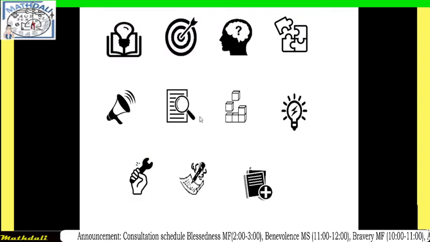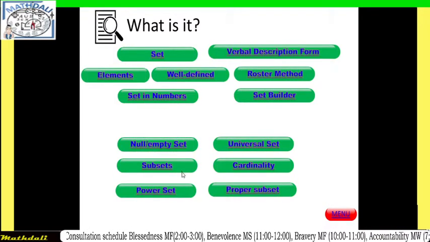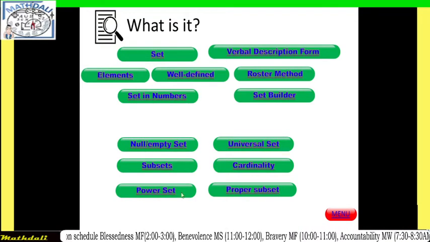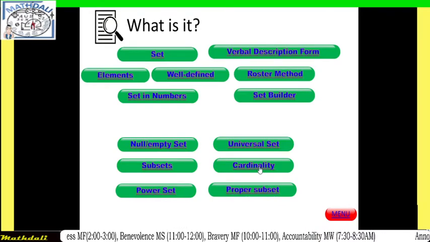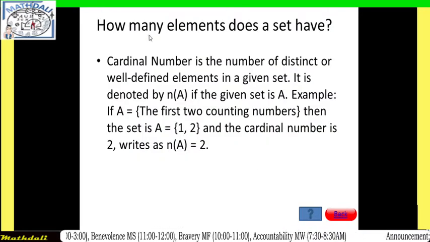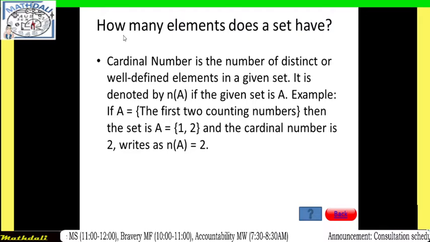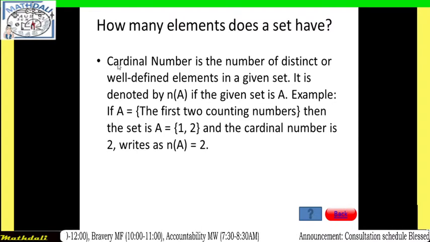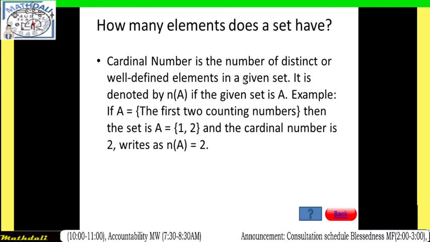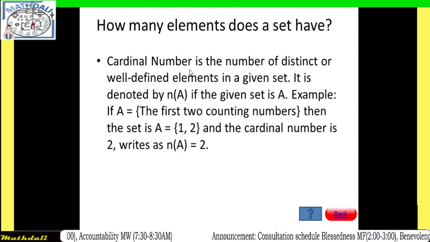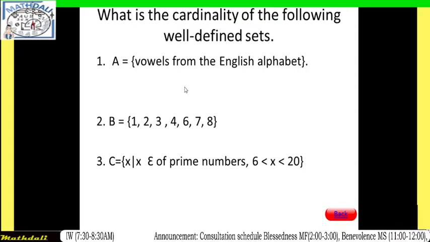So we are now on the null set, universal set, subset, cardinality of set, power set, and the proper subset. So this time we're going to have this cardinality. So how many elements does a set have? Pagka tinatanong tayo kung ilang element meron, tinutukoy niyan yung cardinal number. Ilang element meron yung set, that is the cardinal number. Okay, so let us have this activity.